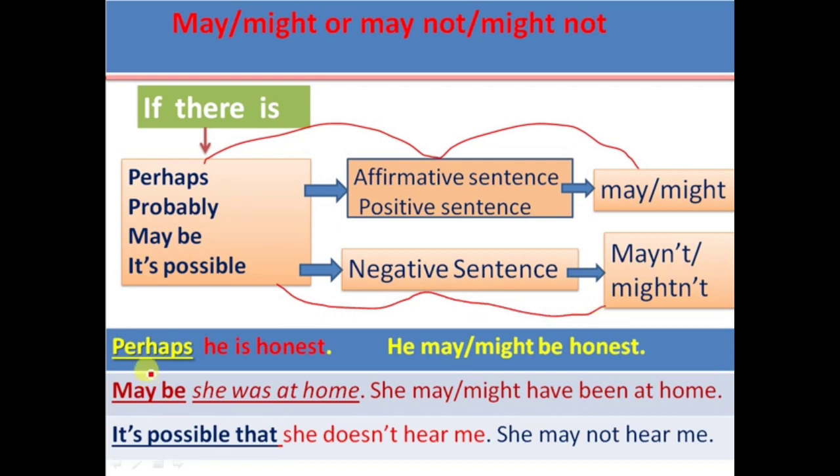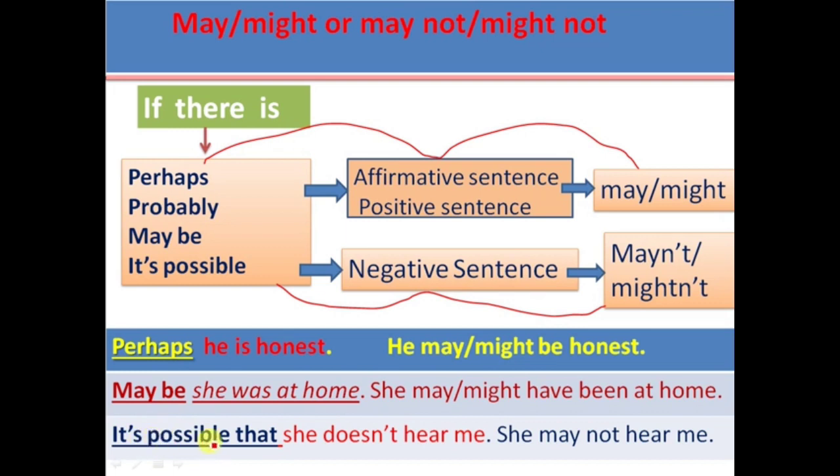For example, perhaps he is honest. Let's see, perhaps, it means you are not 100% sure, therefore you have to use may or might, or may not or might not. But here perhaps the sentence is positive, therefore may or might. He may or he might be honest. Similarly, maybe she was at home. So see here, maybe, this expression, and the sentence is positive, therefore may or might. She may or might have been at home.